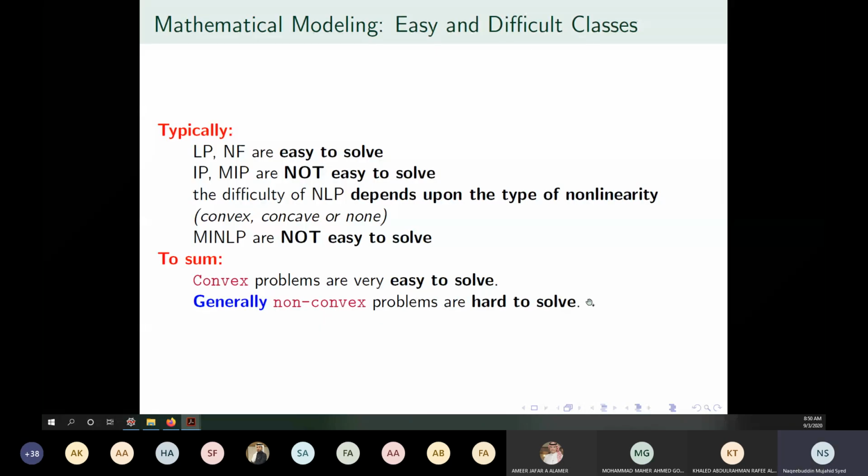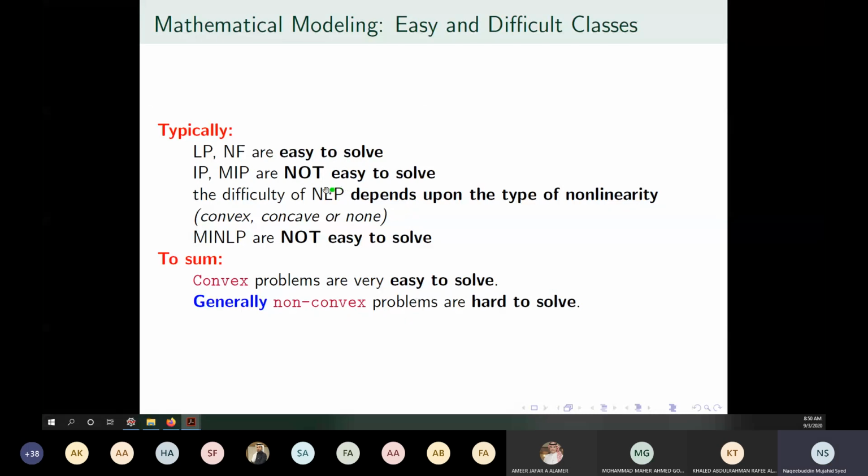Okay. So as a rule of thumb, or a guideline, all the linear programming and network models are very easy to solve. So in 303, the models that you have seen are very easy to solve. In general, the integer and mixed integer problems are not easy to solve. They will take time. Of course, now we have powerful computers and software, but in general, they are difficult to solve. For NLP, we cannot give a general rule.